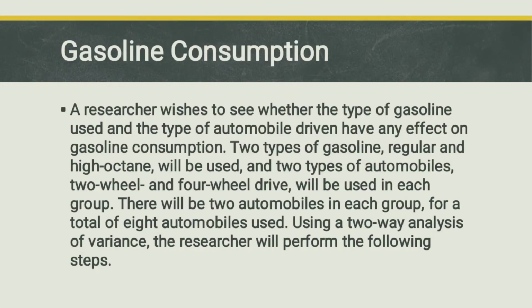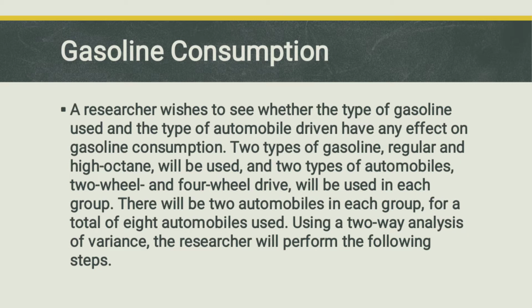For example 1, gasoline consumption. A researcher wishes to see whether the type of gasoline used and the type of automobile driven have any effect on gasoline consumption. Two types of gasoline, regular and high octane, will be used, and two types of automobiles, two-wheel and four-wheel drive, will be used in each group. There will be 2 automobiles in each group for a total of 8 automobiles used.